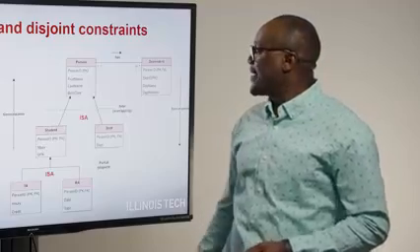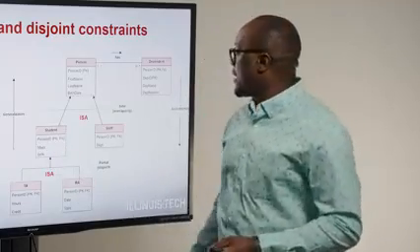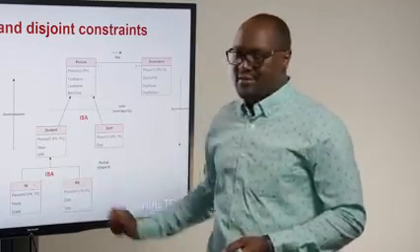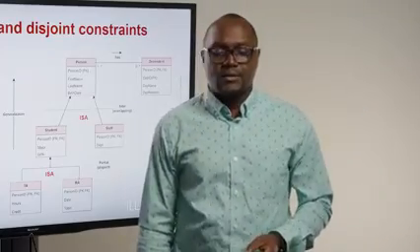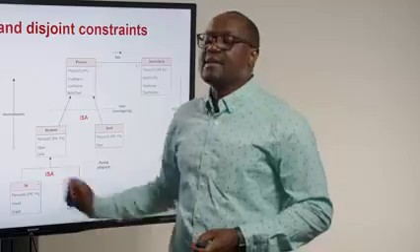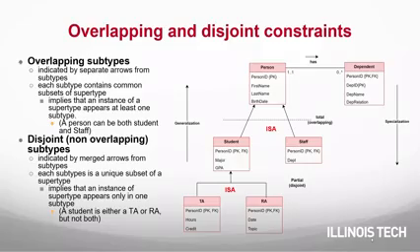This implies an instance or a record in student can only appear in one of these. For example, student ID 1 can be a TA but cannot be an RA. And you can say that a student is either a TA or RA, but not both.